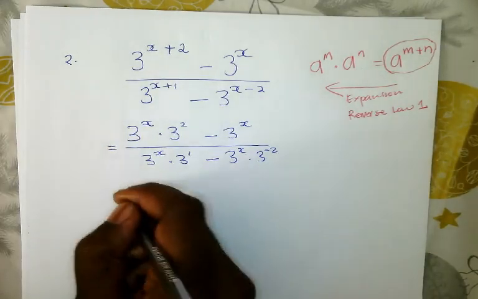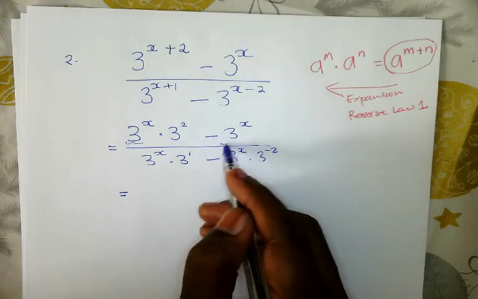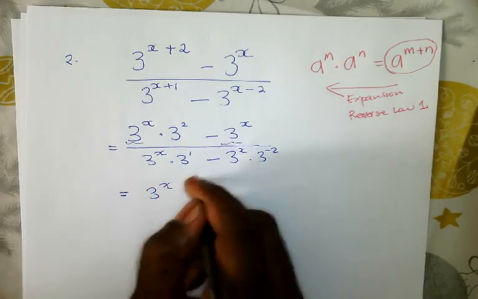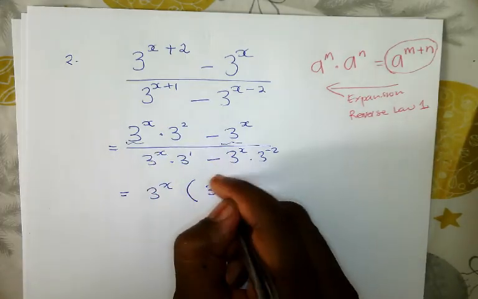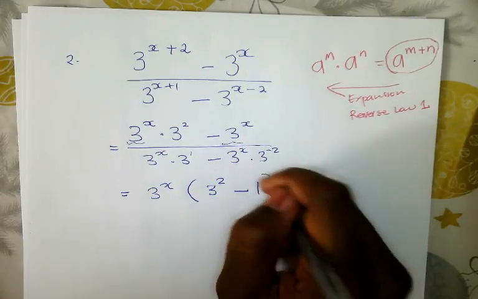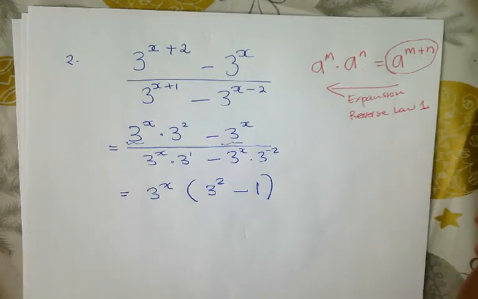Then I'm going to take out a common factor. On the numerator, I've got 3^x and 3^x, so I'm going to take 3^x out as a common factor. If I take 3^x out, here I'm left with 3 squared minus 1. If everything goes away, we're left with 1, not 0.